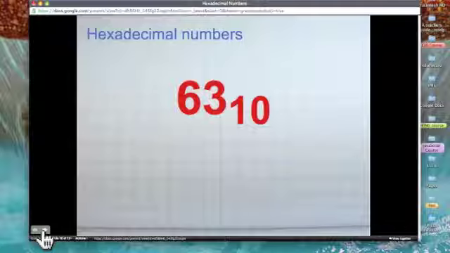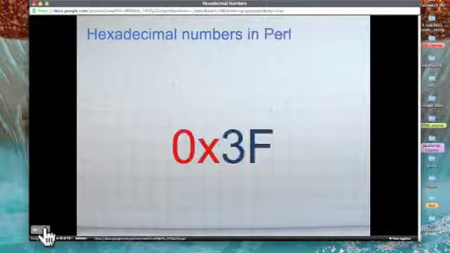Now, if I want to show this number in Perl as a hexadecimal number, in other words, if I want to use it as a hexadecimal numeric literal, I would show it as 0x3F. Remember, the 0x simply means this is a base 16 number. And that is all there is to it.